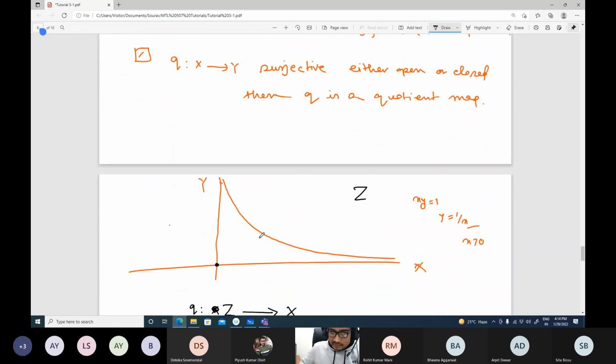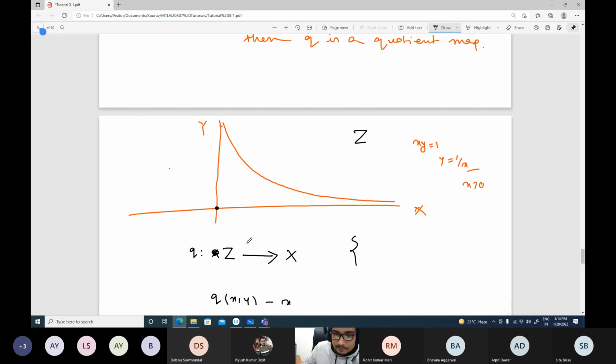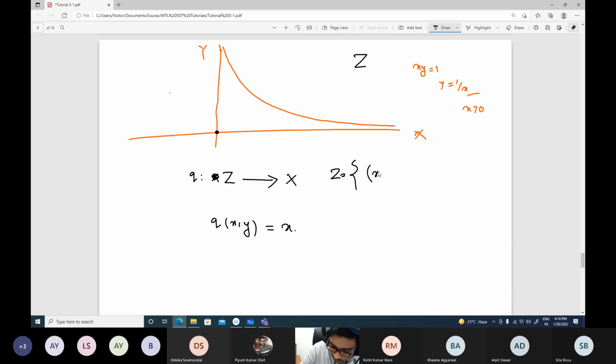Look at this example. This map is surjective, right? This map is Q, and Z is this set. Okay, let me write precisely. Your Z is the set of (x, 1 by x) such that x is greater than 0, and union this point (0, 0), as a subset of R2.